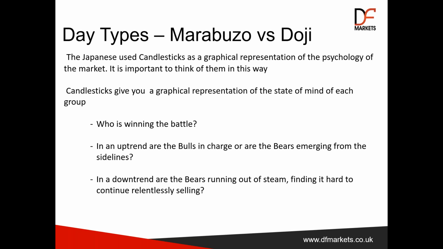You may be in a rising market, but the candlesticks will be one of the first things that tell you whether there is a change in the balance between bulls and bears. If you're in an uptrend, are the bulls in charge, or are the bears starting to emerge from the sidelines, whether the sellers are starting to be heard? And vice versa, if you're in a downtrend, are we strongly bearish and are the bears still running the show, or are they running out of steam and finding it hard to continue with their relentless selling? Or are a few people jumping ship and turning over to the other side and buying the market?